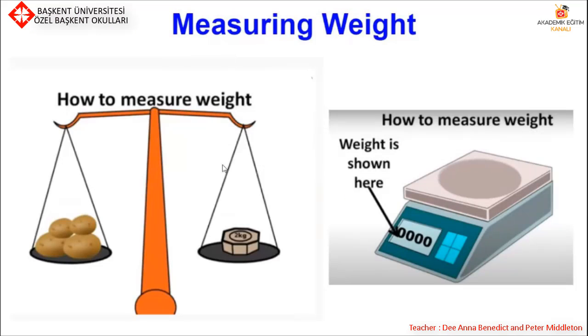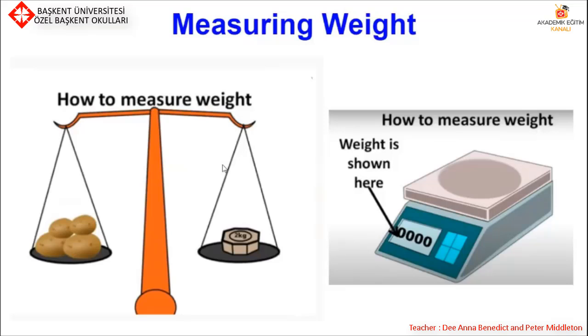Here we're measuring weights. We can measure different objects using our weights. On the left, there are scales. And you can see that there are potatoes, and they are measuring the potatoes with the scales. And the potatoes are 2 kilograms because they're at the same place on the scales.